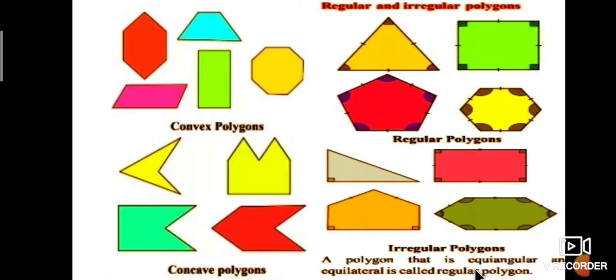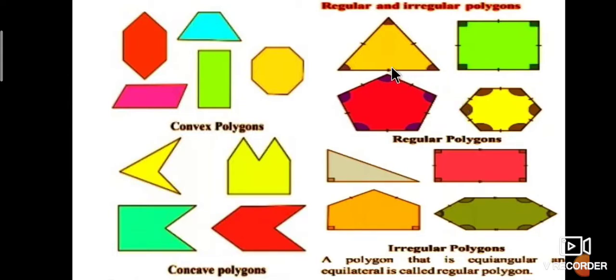What is a regular polygon? What is an irregular polygon? A polygon that is equiangular and equilateral is called a regular polygon. You observe that one. It has equal angles: all angles are equal and all sides are equal. Such polygons are called regular polygons.